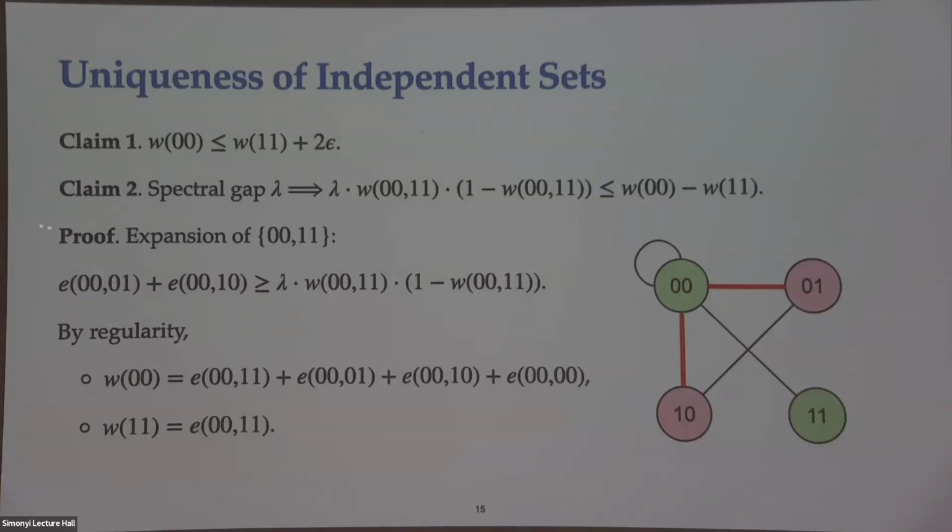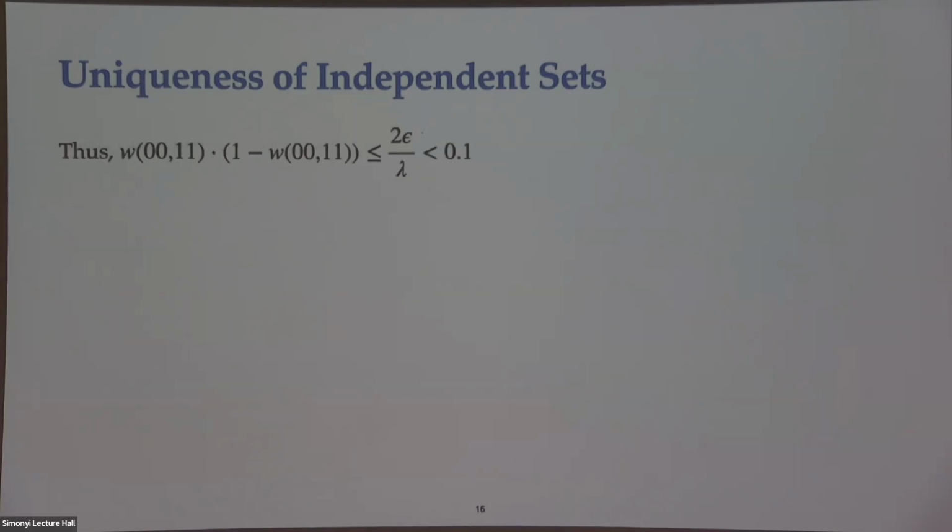So now we want to combine these two claims. Combining these two, we get that the weight of 0,0,0,1,1 times 1 minus 0,0,1,1 is at most 2 epsilon divided by lambda, by moving lambda to the right-hand side. If lambda is a large constant times epsilon, we get that this is at most 0.1. So think of lambda as like 100 times epsilon.